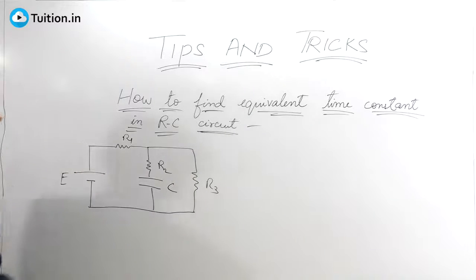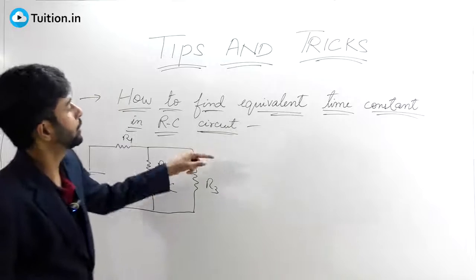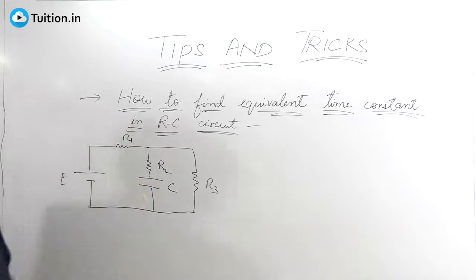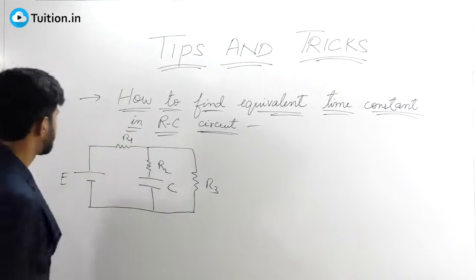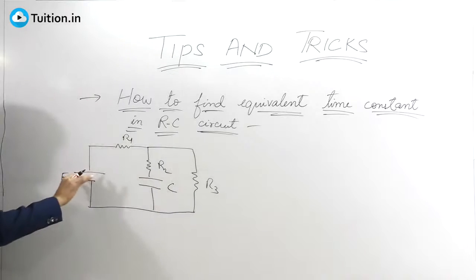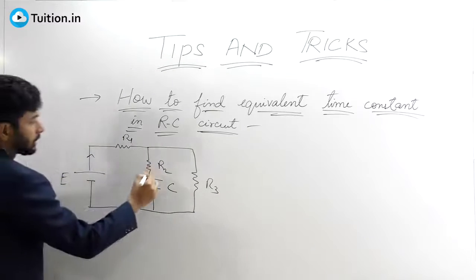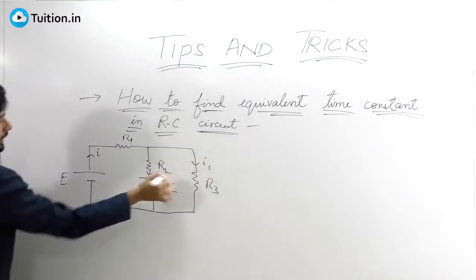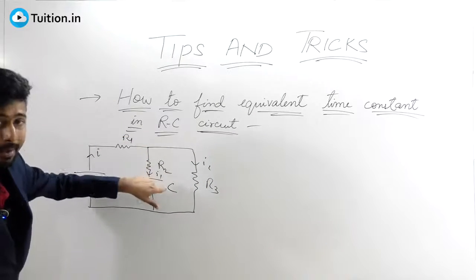Here we learn the trick to find the equivalent time constant in an RC circuit. This is a charging RC circuit, by the way; you also have discharging RC circuits. But here this EMF cell is present, and it will throw current I, which will get divided into I1 and I2. This I1 will keep charging this capacitor, right?